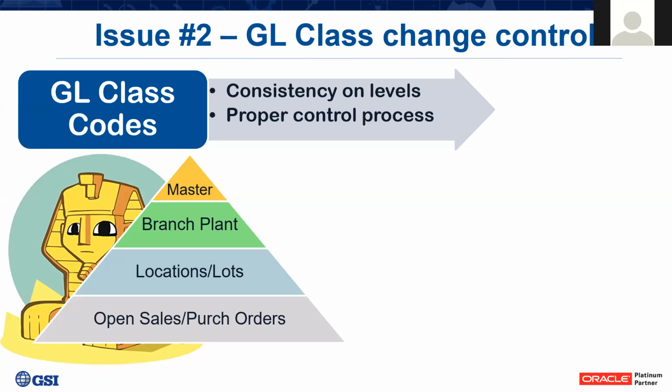Now in the system, that GL class code lives in 3 places. I have 1 record in the item master, and 2 records, 1 for each branch plant. And it will become apparent why I'm pointing this out in just a minute.